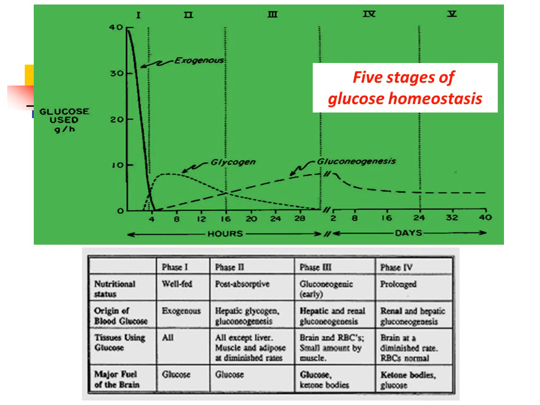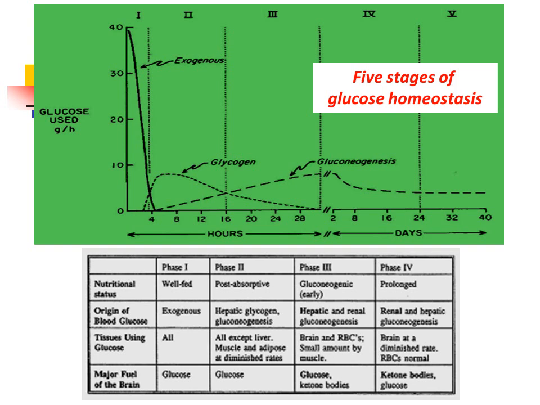Phase 3 is known as early gluconeogenic. The origin of blood glucose is hepatic and renal gluconeogenesis. Tissues using glucose: brain and RBC, and a small amount by muscle. Major fuel of the brain is glucose and ketone bodies.